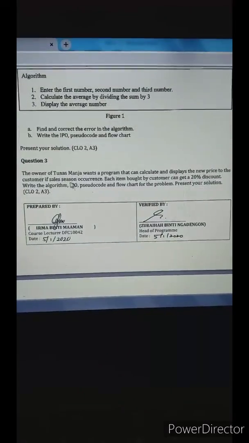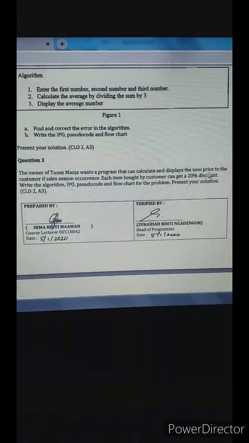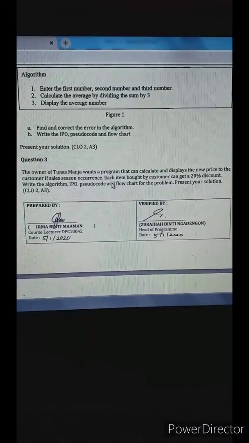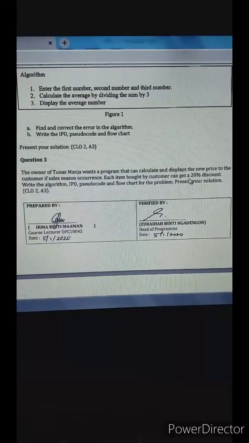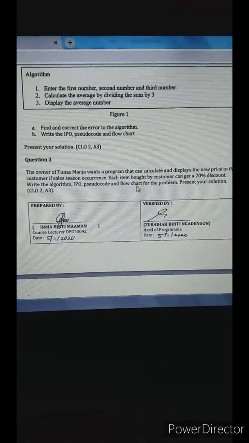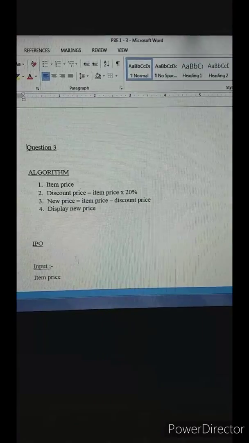And then question 3: the owner of Tunas Manja wants a program that can calculate and display the new price to the customer if a sale occurs. Each item bought by a customer can get a 20% discount. Write the algorithm, IPO, pseudocode and flowchart for the problem. Present your solution. This is the answer for question 3.